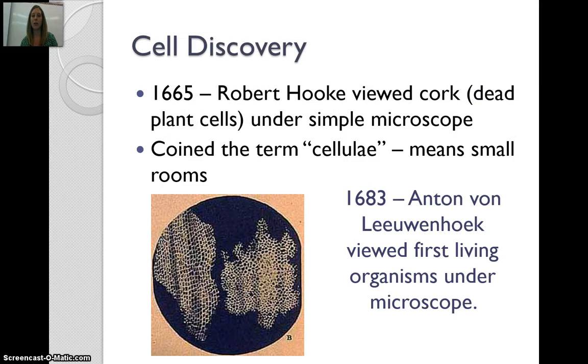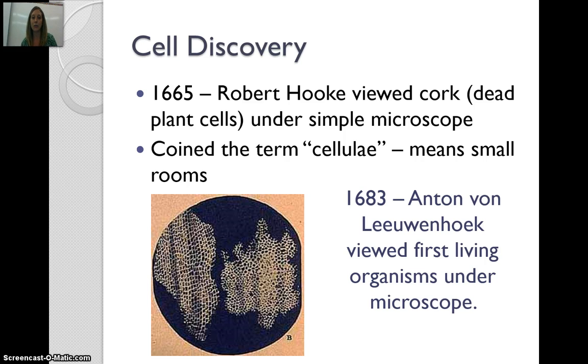Let's talk a little bit about the discovery of cells, the history of cells. In 1665, Robert Hooke was the first person to give cells a name. He actually viewed cork underneath a microscope, which is dead plant cells, and here is a picture of what he saw. This is his drawing. And he gave them the name cellulae, which means small rooms. He named them because he thought they looked like the small rooms of a prison. So prison cells really is where this comes from.